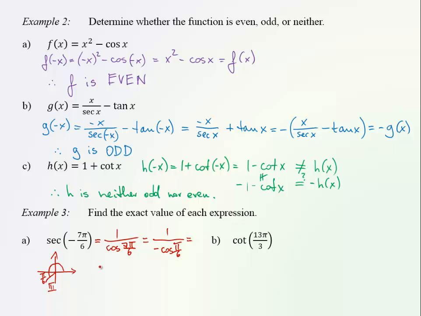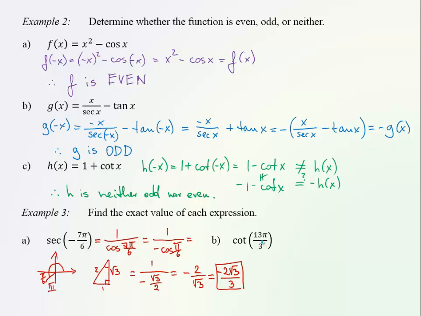And now we use the special triangle, half of an equilateral triangle, 1, 2, root 3, to find out the exact value of this expression, 1 over negative cosine of pi over 6. Cosine of this angle is root 3 over 2. So root 3 over 2, when we flip it, becomes negative 2 over root 3. And after rationalization, that becomes negative 2 root 3 over 3, exact answer.